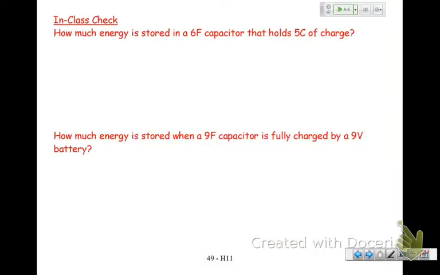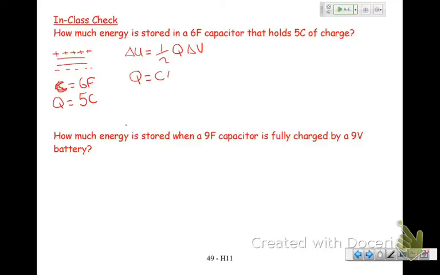How much energy is stored in a 6 farad capacitor that holds 5 coulombs of charge? So I've got my delta U is equal to 1/2 Q delta V. And what do I know? I know C is equal to 6 farads, and I know Q is equal to 5 coulombs. So I've got to do a bit of rearranging here. So I'm going to remind myself that Q is equal to C delta V.